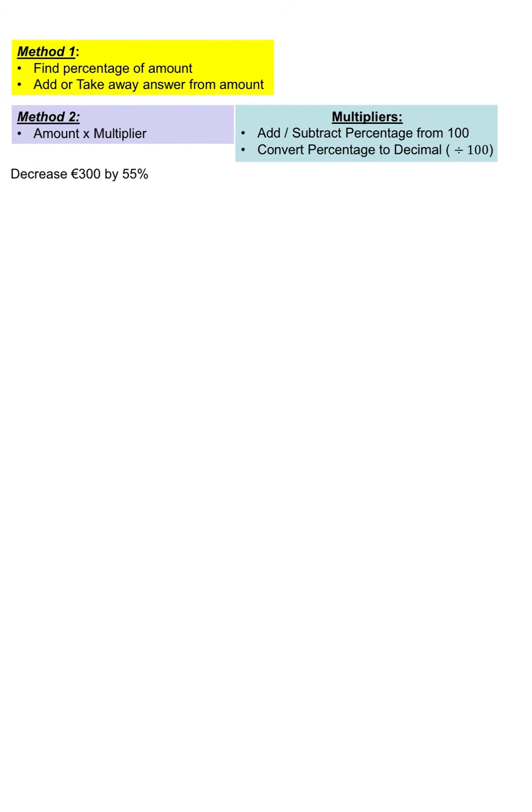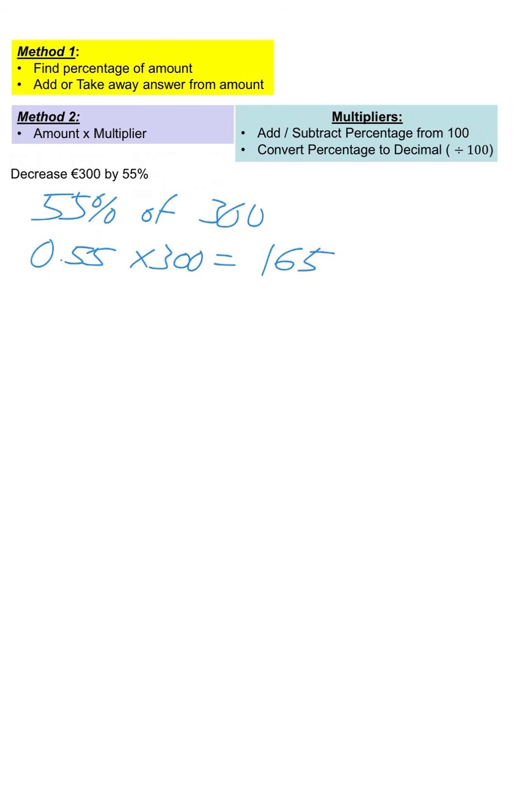Okay, so we'll have a look now at one that we need to decrease. So I'll do the two methods again. So method one first, I'm going to find 55% of 300. So 55% as a decimal will be 0.55. Then multiply by 300. And that is equal to 165. Now in this question we need to decrease, so I'm going to do 300 minus 165, and that is going to be €135.